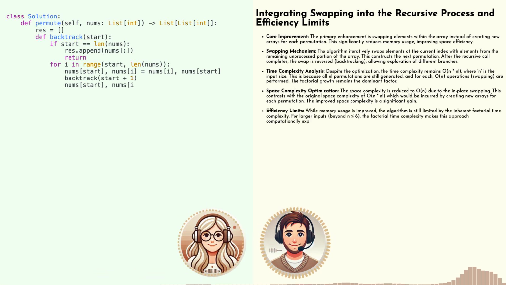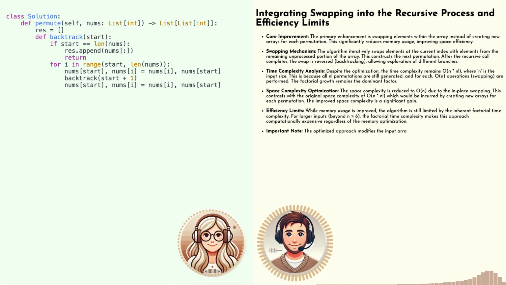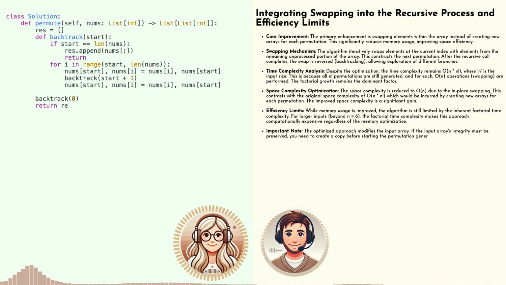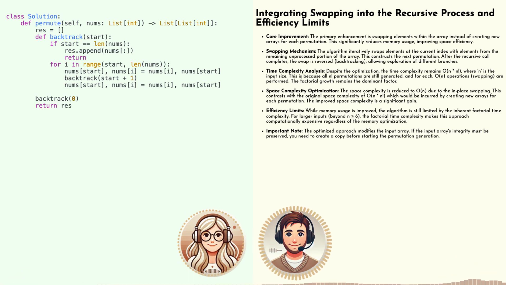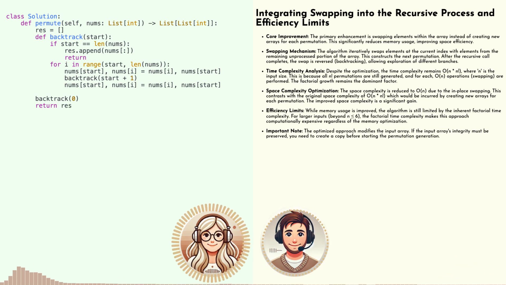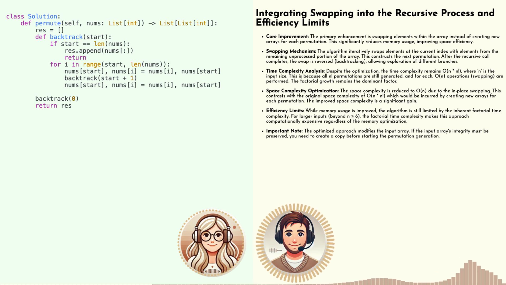Wait, so we're manipulating the original array directly? It's like a temporary rearranging. Okay, so we're swapping just to kind of put things in place temporarily. Yeah. We swap them to put that chosen element in the current position, and then we swap them back to restore the original order. So it's like a temporary assignment: hey, you're in charge for now, but then you go back to your original spot?